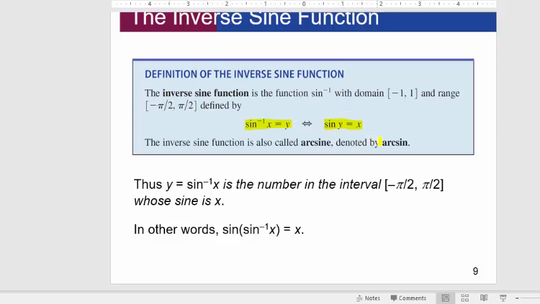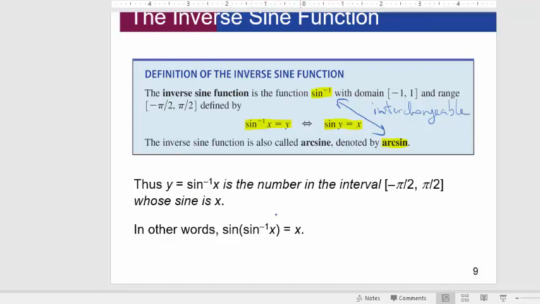And another thing that you'll often see is instead of writing the inverse sine notation with that little negative 1 kind of like an exponent, you'll sometimes see it written as arcsine. So those two notations are going to be interchangeable. What this is telling you is that these two statements mean the same thing, right? Inverse sine of x equals y basically means the same thing as the sine of y equals x.